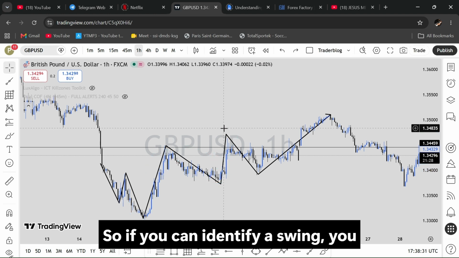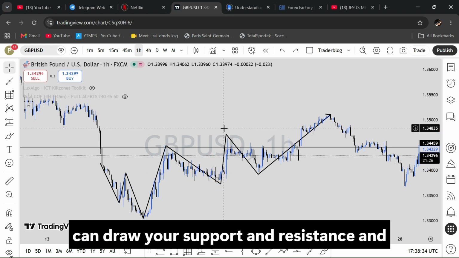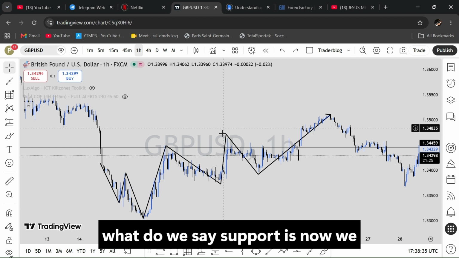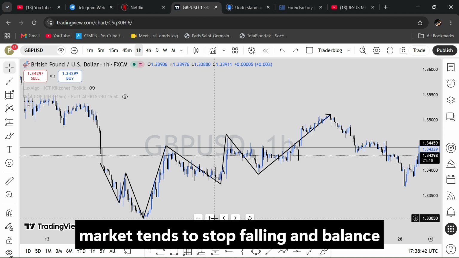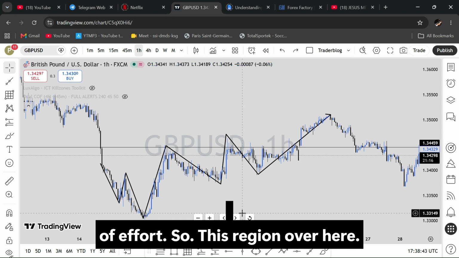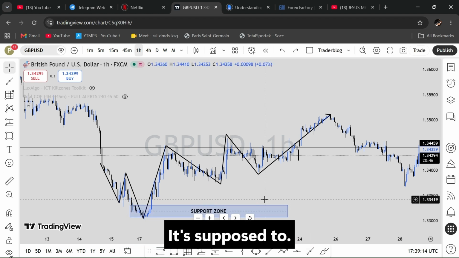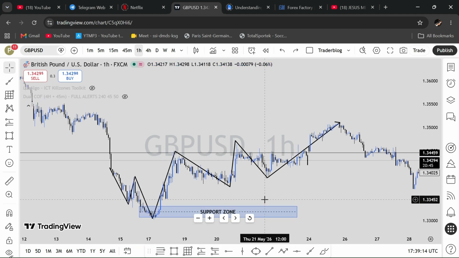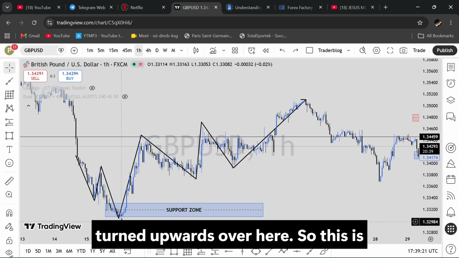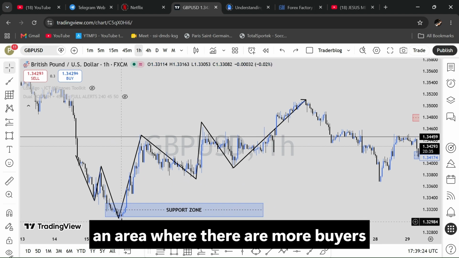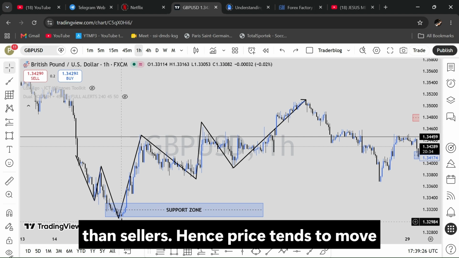So if you can identify a swing, you can draw your support and resistance. And what do we say support is? Now we are saying support is a price level where the market tends to stop falling and bounce off upward. So this region over here is a support zone. Why? Because there are more buy orders over here. Price tends upwards over here. So this is an area where there are more buyers than sellers. Hence, price tends to move up.